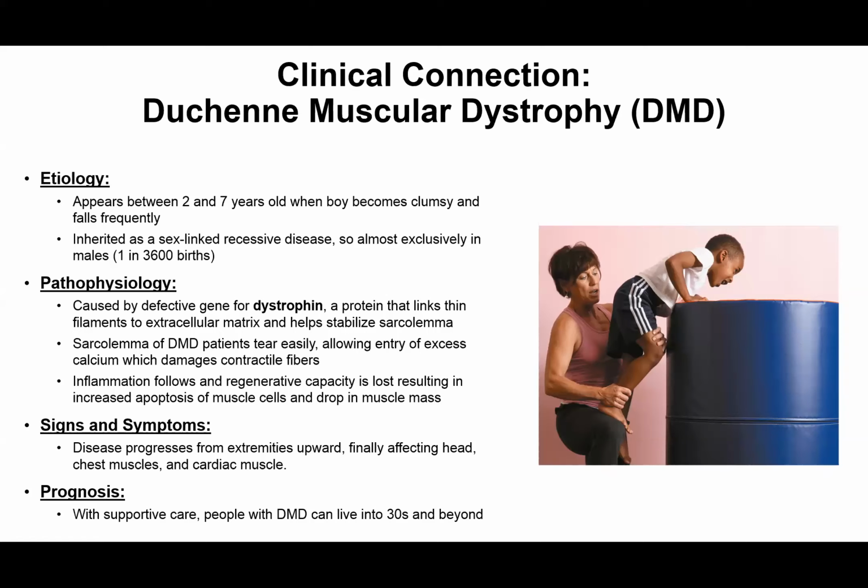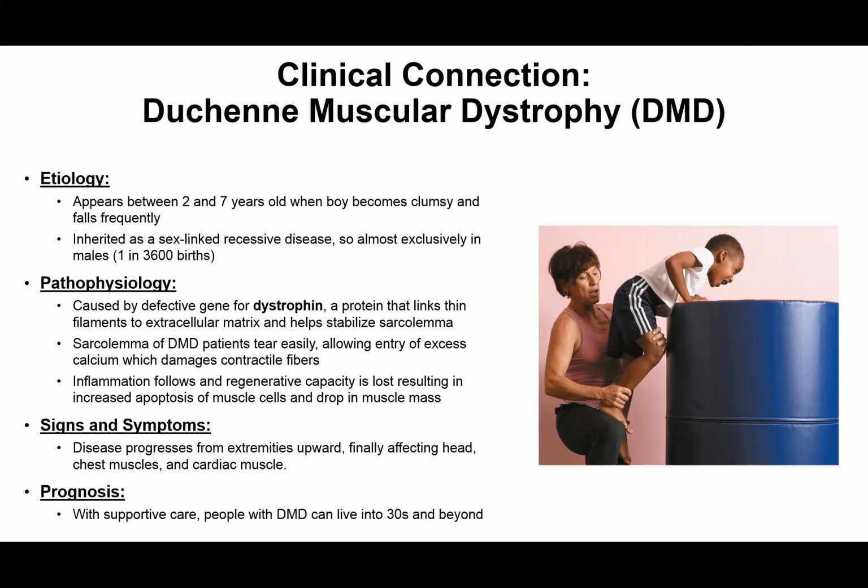If you have damage, just like anywhere else, you're going to have inflammation follow afterwards. And eventually, because of this, the regenerative capacity, you can only fix something so many times. Eventually, it's just not going to be able to be fixed anymore. This is going to result in the muscle cells dying due to programmed cell death, or apoptosis, and therefore leading to a decreased muscle mass.